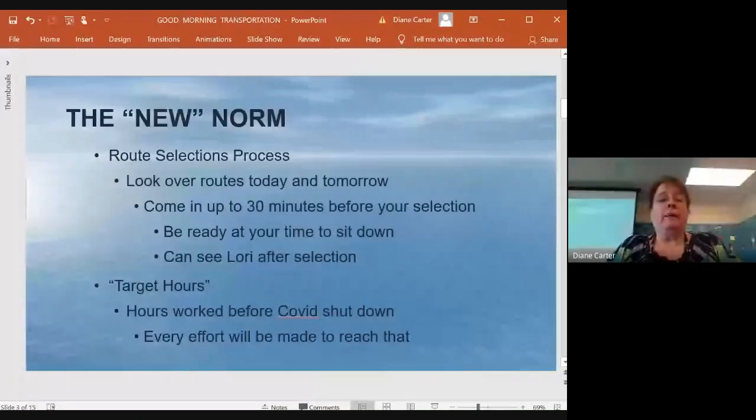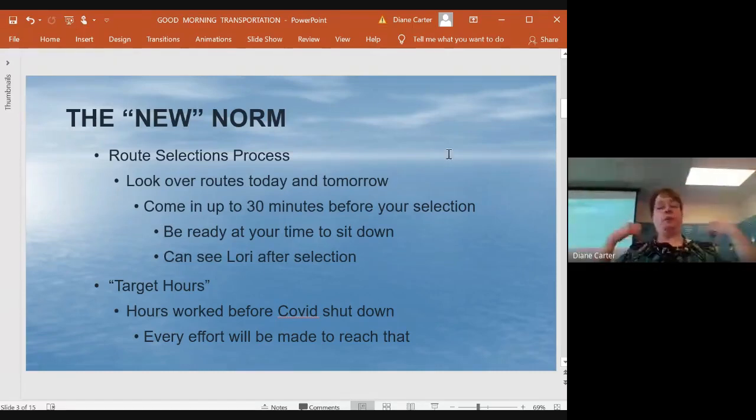Apologize, as usual, technology has its ups and downs. Come in 30 minutes, look over your route. We'll have people out to help. Be ready to sit down at your route time so that we can go through and make sure you understand what you're doing and all of the particulars about your route. After you have selected your route, you can go and talk with Lori, or you can make an appointment with her at a later date for next week.